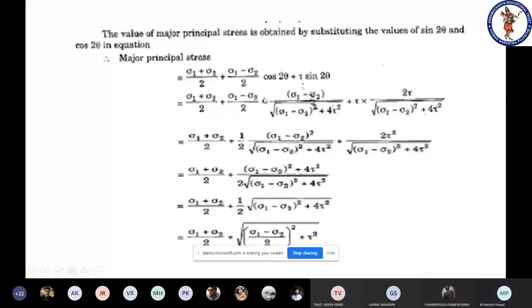Don't copy it. You take this equation, and in this particular equation you substitute the values of cos 2 theta and sin 2 theta and simplify it. By simplifying, you can have the equation for major principal stress. I am giving 2 minutes time, you substitute and experience that particular answer. Don't copy it. At least I hope 50% of the people will solve it. I'm waiting for 2 minutes. You just go ahead.